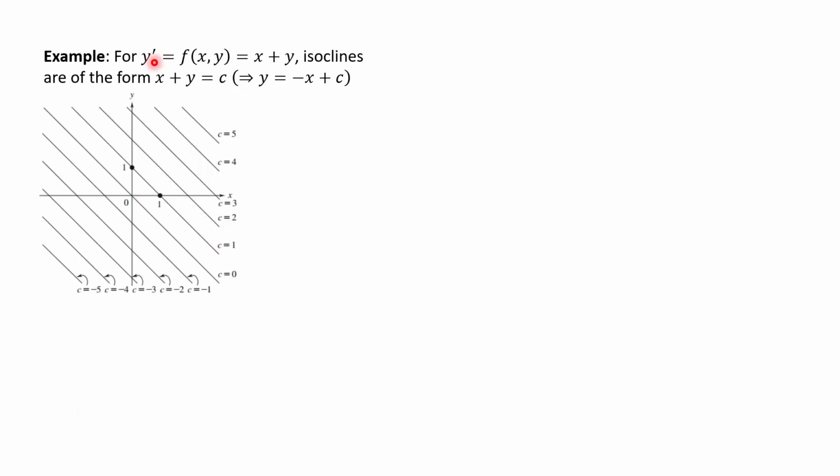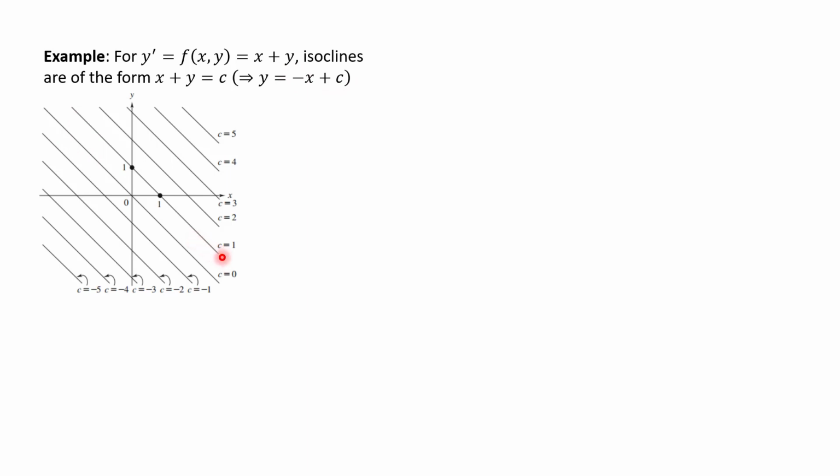Okay, so for example, y prime is a function of x and y, and we're going to say that it equals x plus y. So your isoclines are of the form x plus y equals some constant c. And in order to graph this, since these are going to be lines, which is really nice, put it in slope-intercept form. So y equals negative x plus c. This is just going to be lines with a slope of -1 at different c values. And so it looks like this.